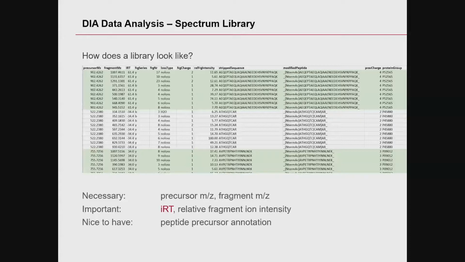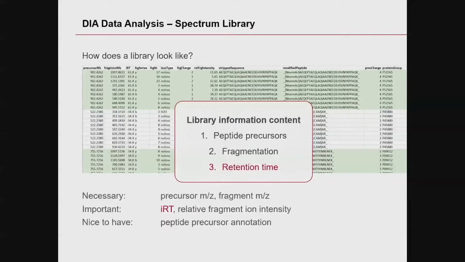So this is indexed retention time. Also, the relative fragment ion intensity is what I would call important. And then nice to have is all the meta annotation about your assays, so the peptide, the precursor charge, modifications, and so on and so forth. And you could say, in very general terms, there are three major information contents in a library: which peptide precursors you look for, then the fragmentation, and the retention time. And I'm talking a bit more about retention time here today in my presentation.